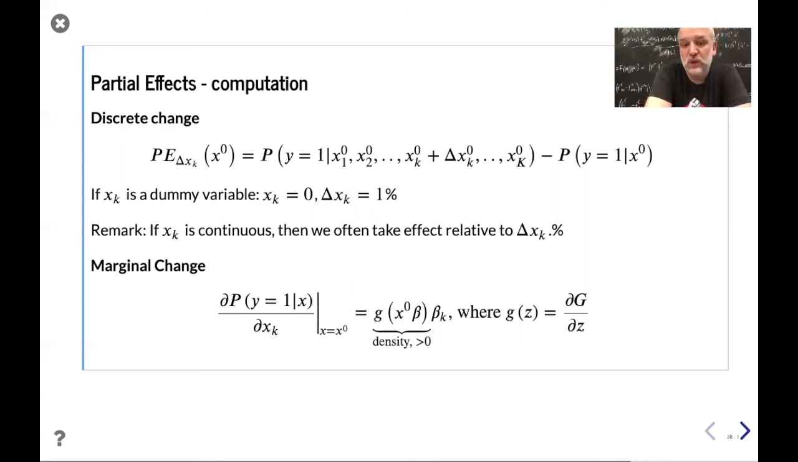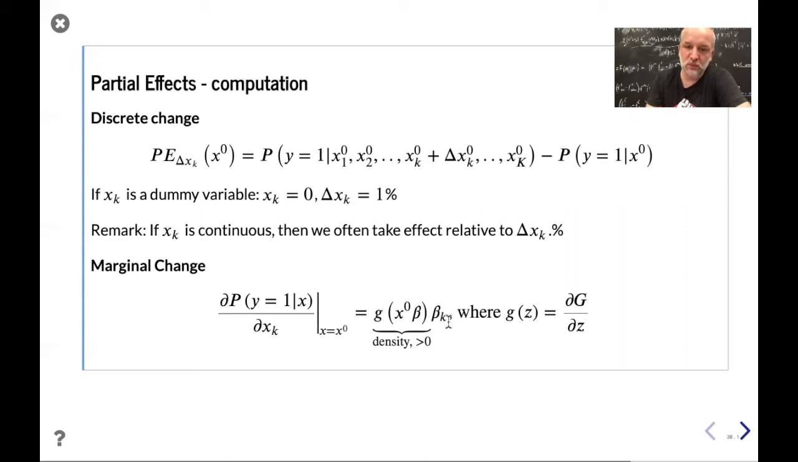If x is continuous, we often take the change relative to the change in x, which would approximate a marginal change. And you can also differentiate the response probability with respect to a change in a continuous variable. So for instance, say the non-wife income, that's a continuous variable, and then you differentiate the response probability. Remember that response probability is capital G of X beta. If you differentiate that, G differentiated gives a density, evaluated at X beta, and then multiplied with beta.